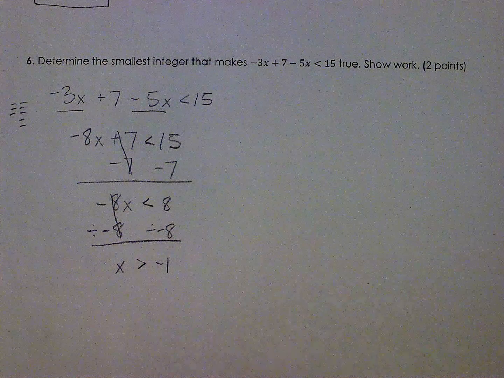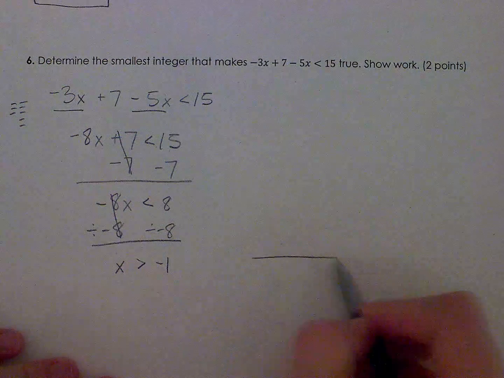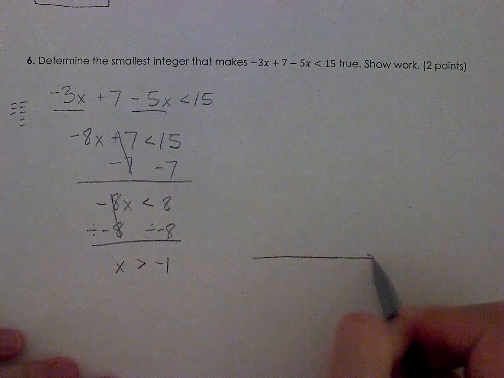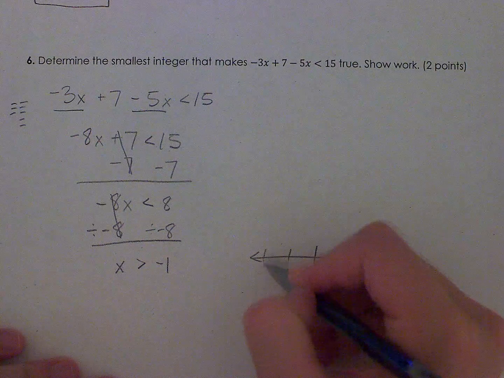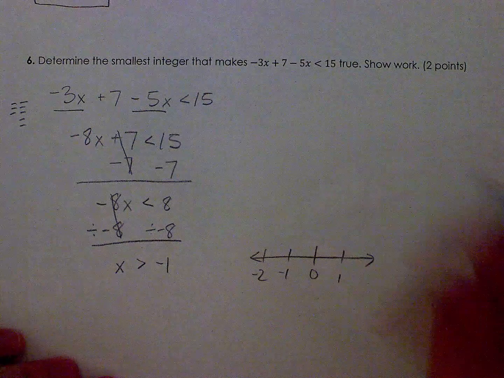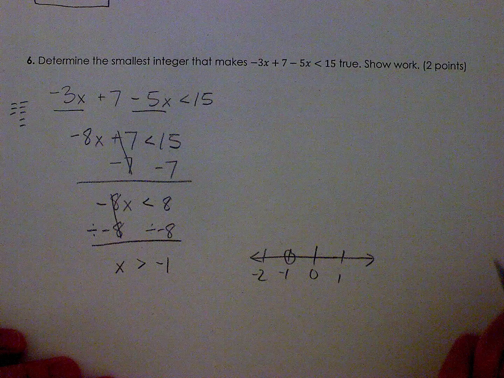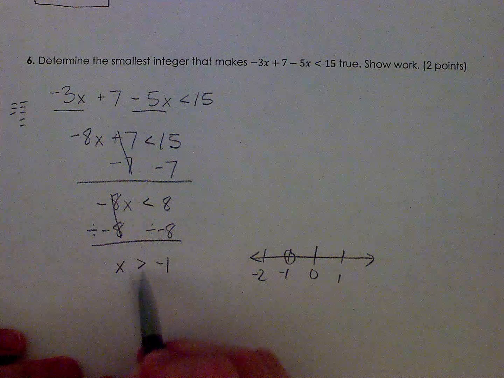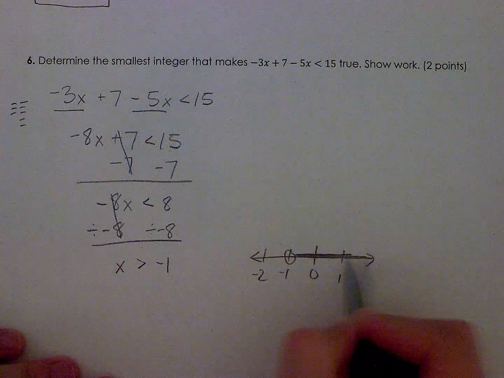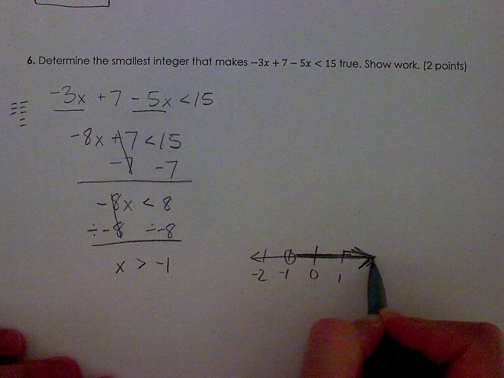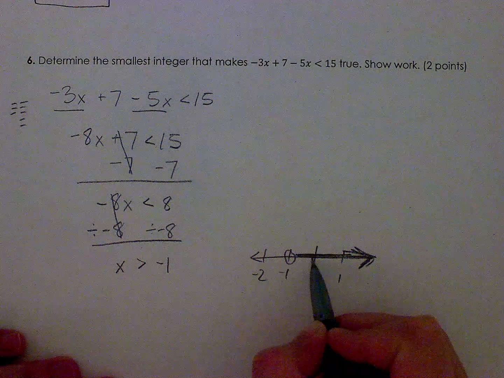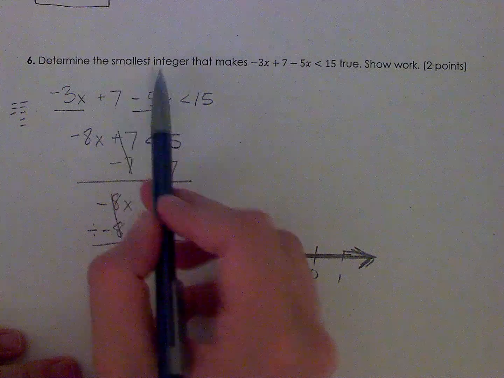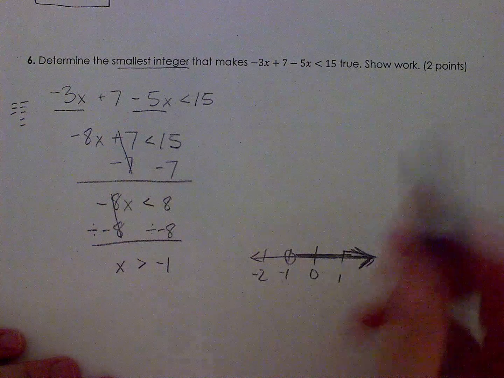Okay, now let's imagine for a second a number line. I'm going to draw it so we can talk about it a little bit. Here's negative 1. X has to be greater than negative 1, right? That's what my equation determined. So it can't be negative 1, right? It's not allowed to be negative 1. It can only be greater than negative 1. The question is, what's the smallest integer that makes that true?